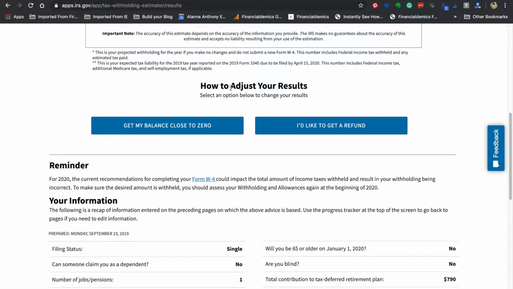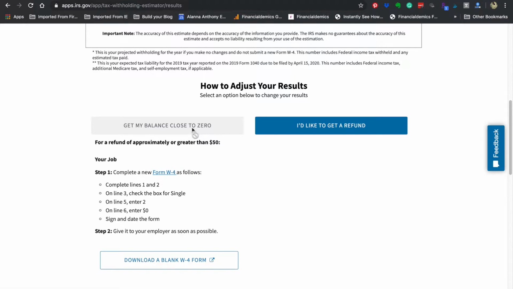All right, so this section, how to adjust your results. So this section is a little different than what they had before. I actually like it. It's very easy and user friendly. So if you want to get your balance close to zero, it basically tells you for a refund of approximately or greater than $50, you should complete a new W-4 form, and they give you the link to the form.